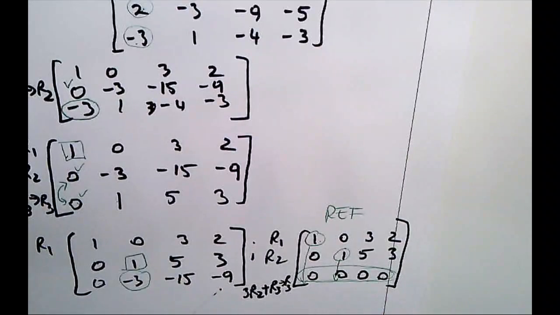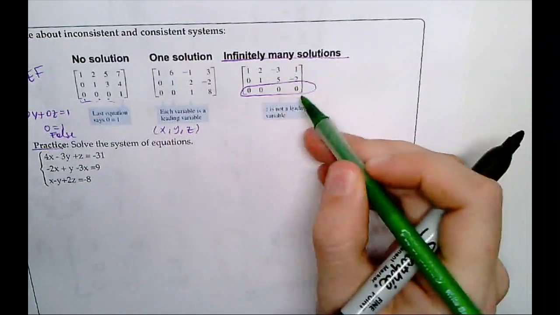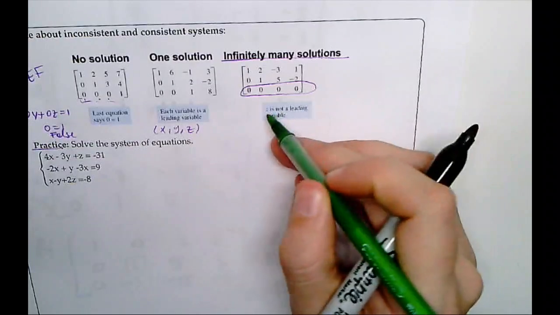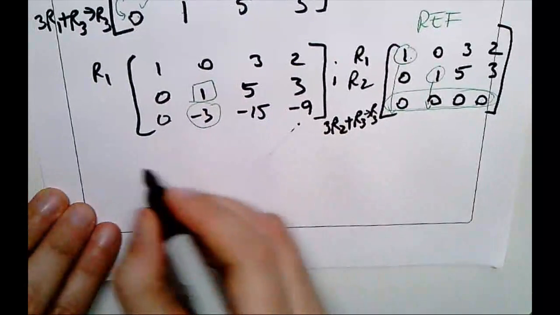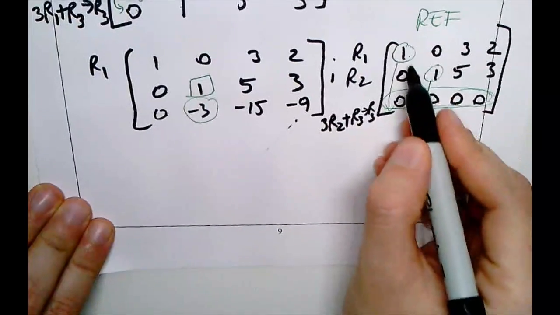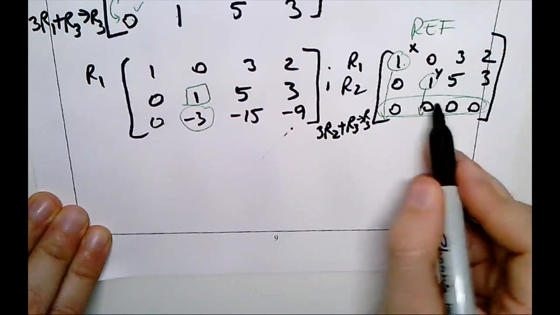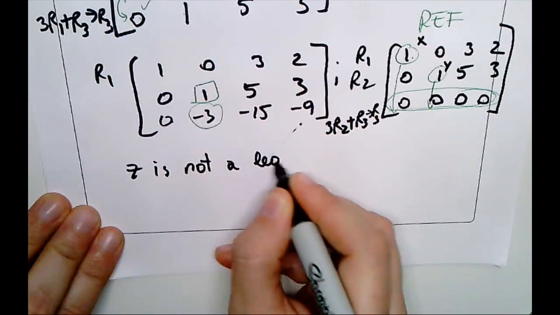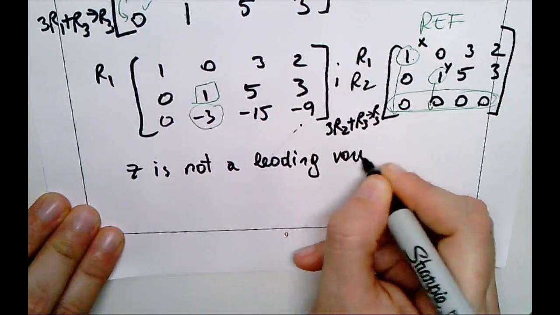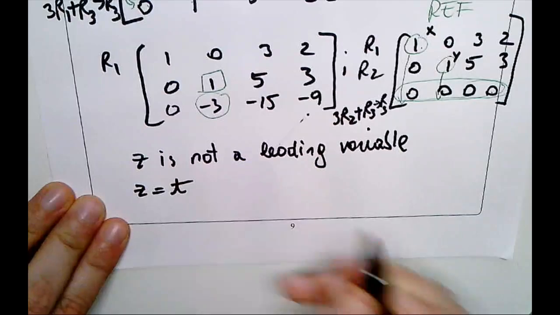So we are in the case where we have infinitely many solutions. Okay? So what does that mean? It means that z is not a leading variable. So that means that z can be anything, guys. So this is the row corresponding to x, and this is the row corresponding to y, but the row corresponding to z, it has no z in there. So z is not a leading variable. And what we say is that z can be anything. So we let z be t, where t is a real number.